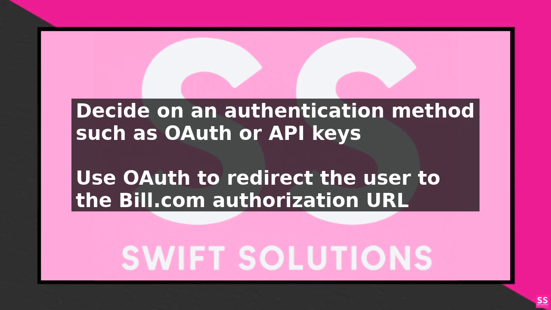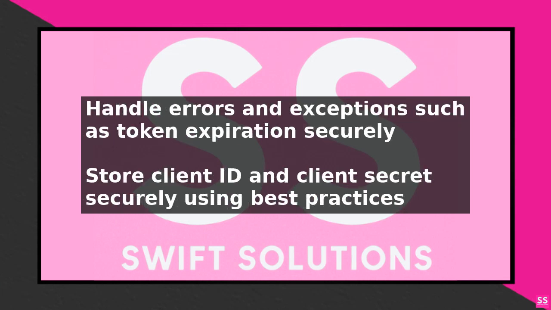Best practices for authenticating to the Bill.com API include using secure protocols, such as HTTPS, and storing your client ID and client secret securely. You should also use a secure method to store and manage your access tokens, such as a token store or a secure cache.